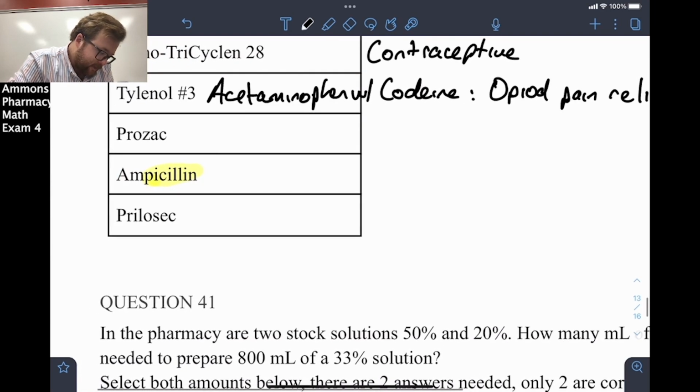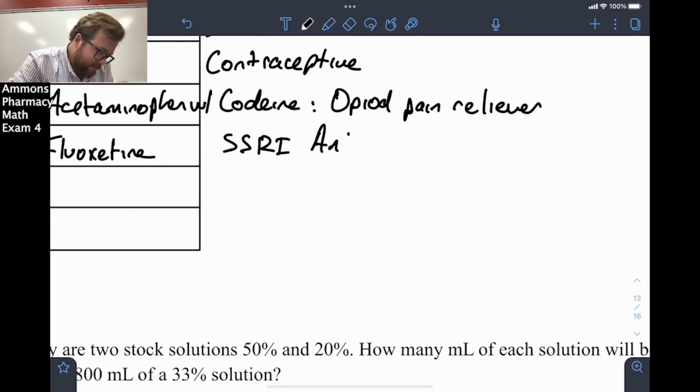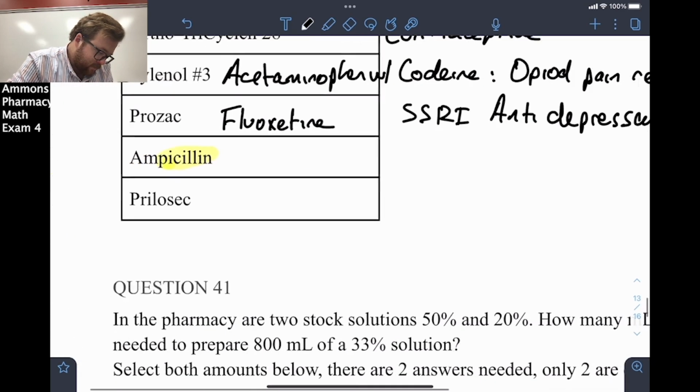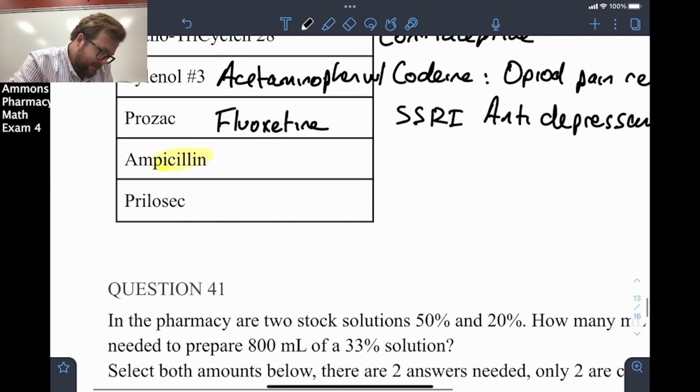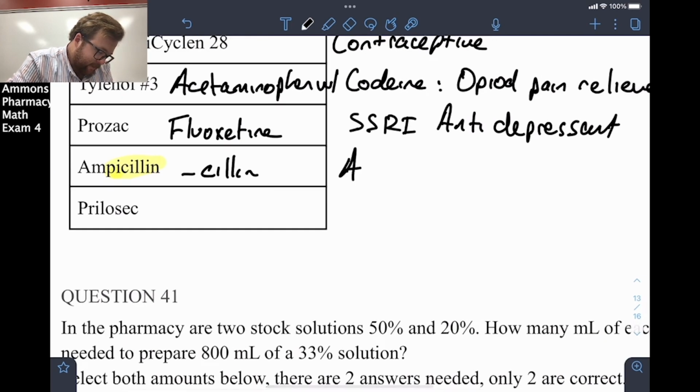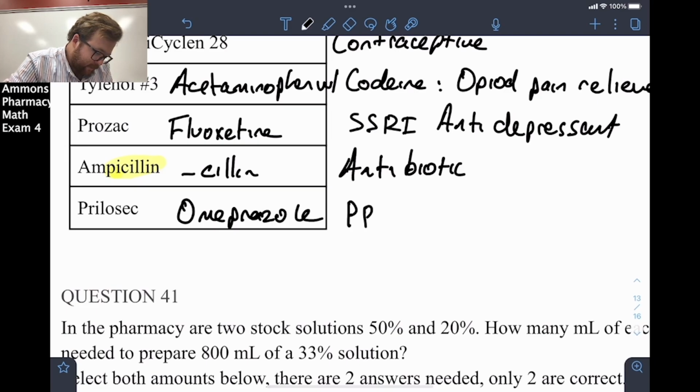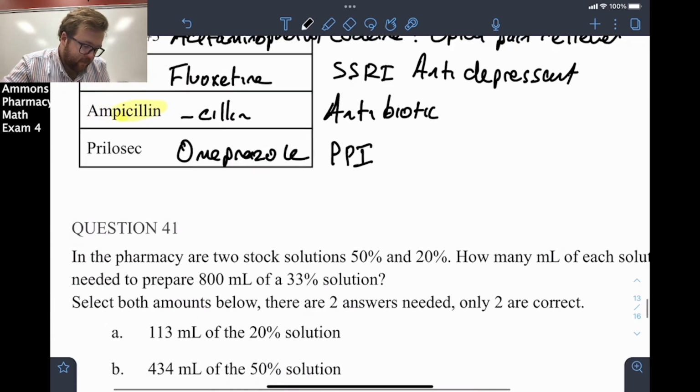Prozac is fluoxetine, and that is an SSRI antidepressant. Ampicillin, that ends in -cillin, so that is a penicillin antibiotic. And Prilosec is omeprazole, which means that it is a proton pump inhibitor, or PPI.